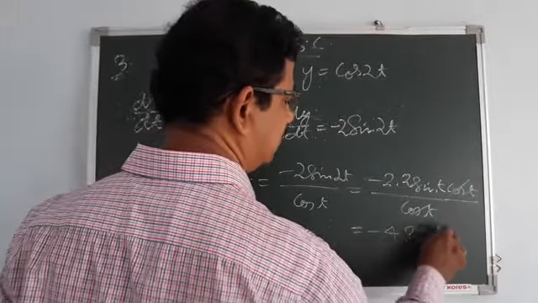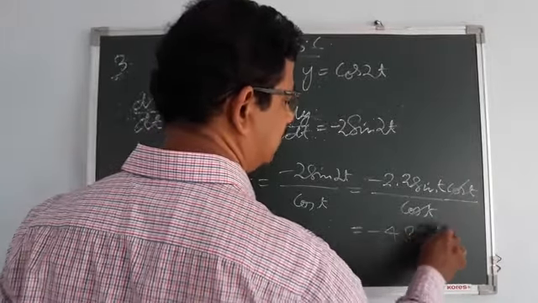dx d theta: if we differentiate cos theta, it will be minus sin theta. If we differentiate cos twice theta, it will give minus sin twice theta, so it becomes plus sin twice theta. And twice theta, again you have to differentiate with respect to theta, it will give 2 outside.